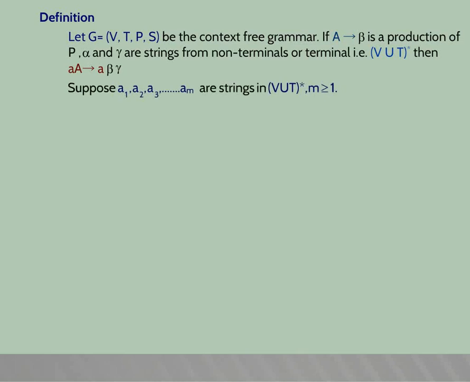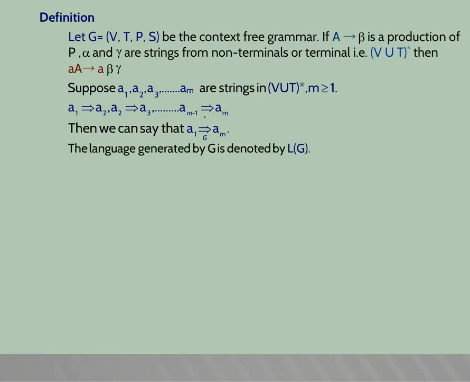Suppose A1, A2, A3 up to Am are strings in (V ∪ T)*, m ≥ 1. A1 implies A2, A2 implies A3, up to Am-1 implies Am. Then we can say that the language generated by G is denoted by L(G). The language L is called a context-free language, CFL, if L is L(G) for some CFG.